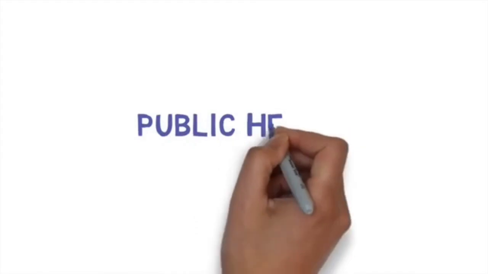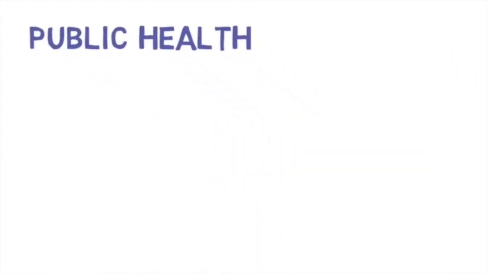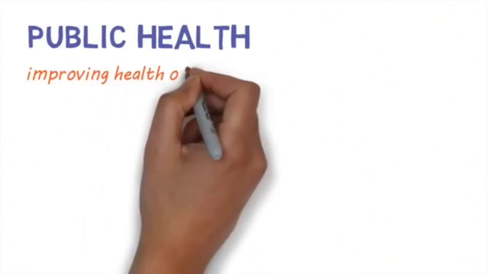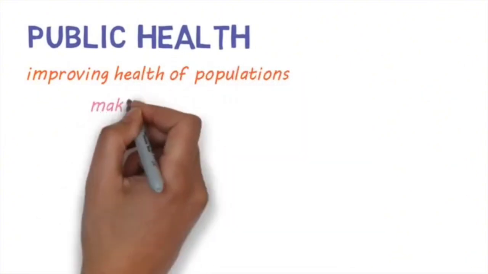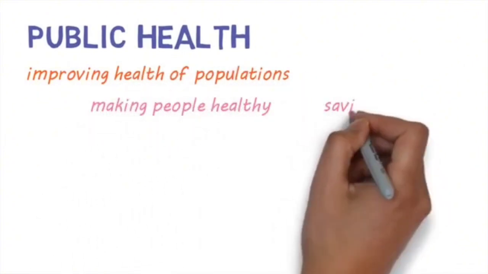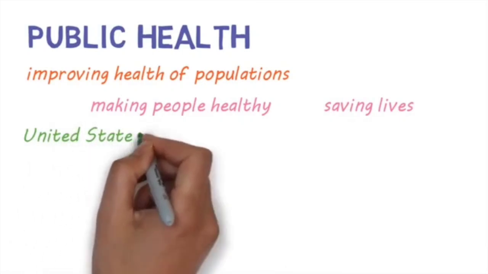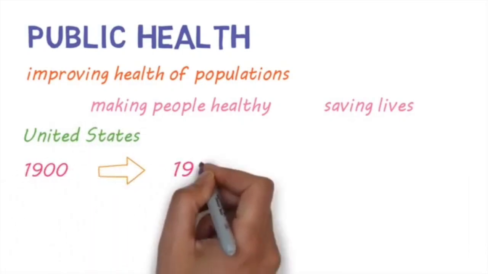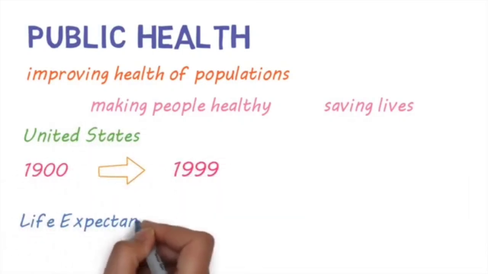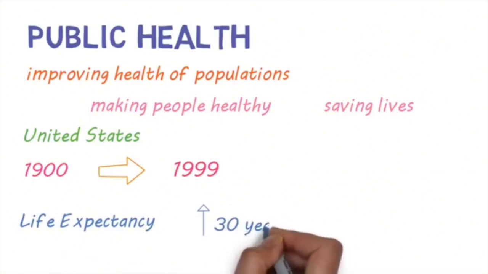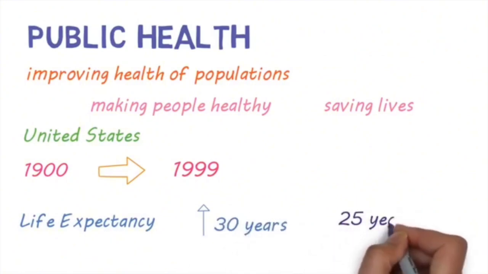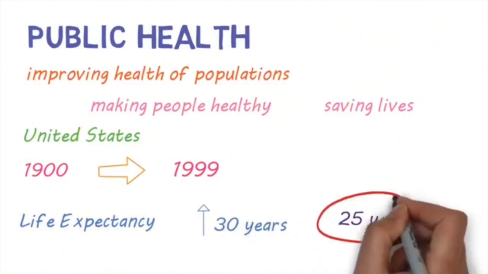Hello and welcome to this video where we're going to talk about public health. Public health has made a significant impact on the health of populations, making people healthy and saving lives. For example, in the United States, between 1900 to 1999, people's life expectancy has increased by over 30 years. Did you know that 25 of these extra years gained are due to public health interventions?